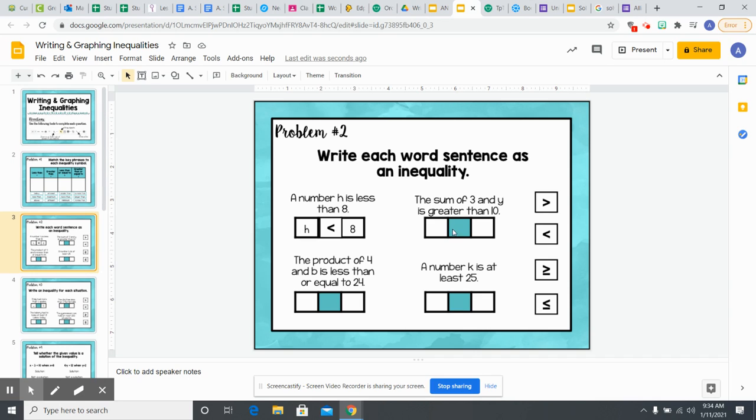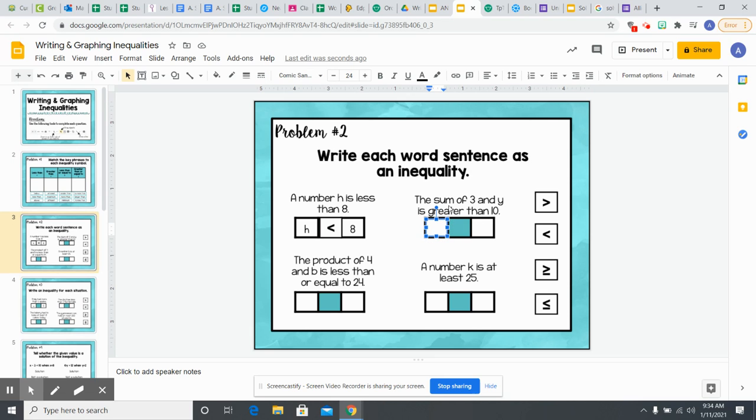If I go over here and take the sum of 3 and y is greater than 10, we have to type in the box first. So let's start with the sum of 3 and y. Sum is addition. So that's 3 plus y.